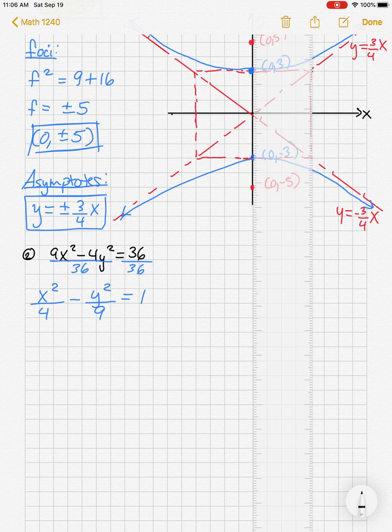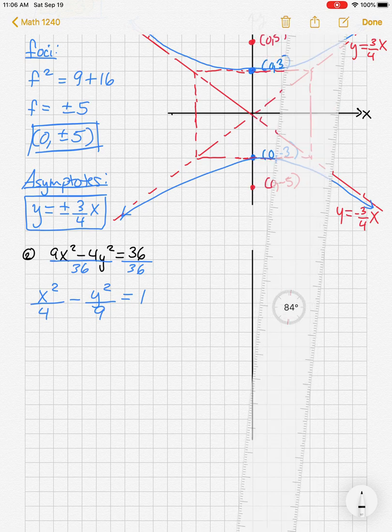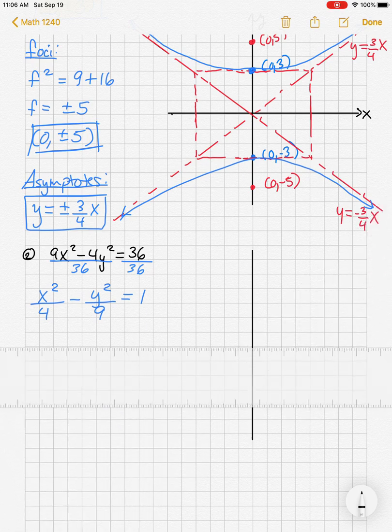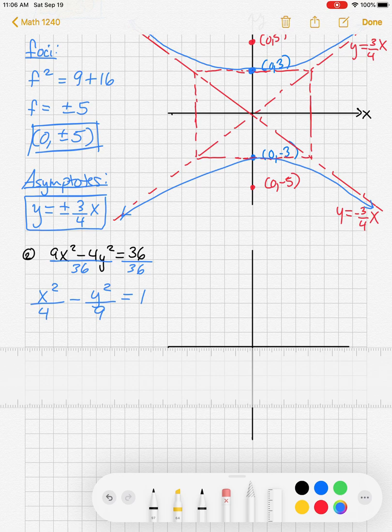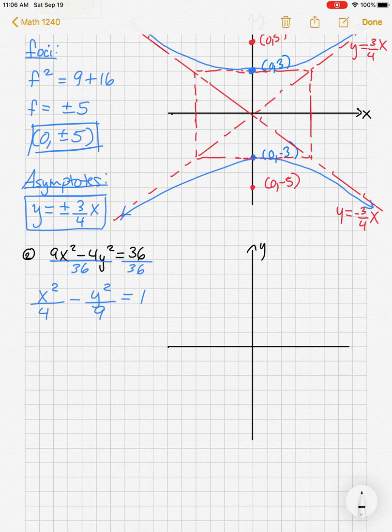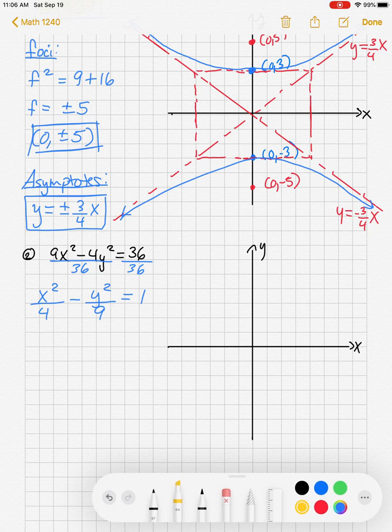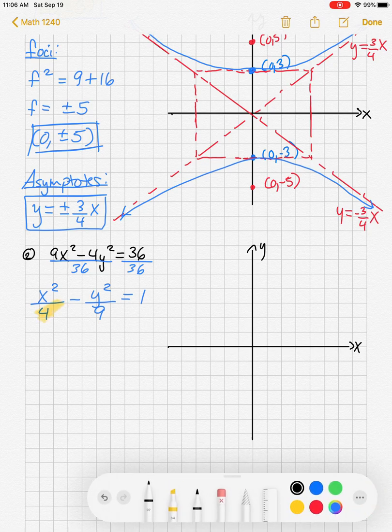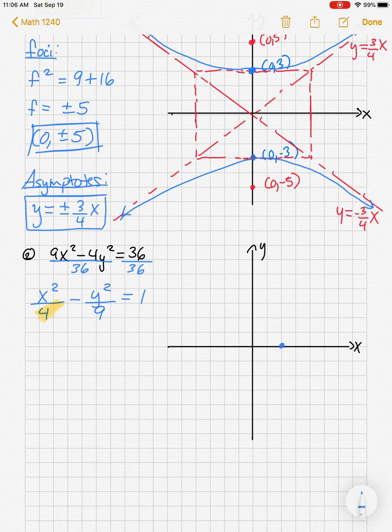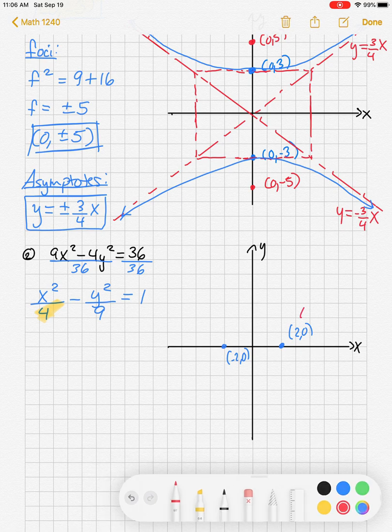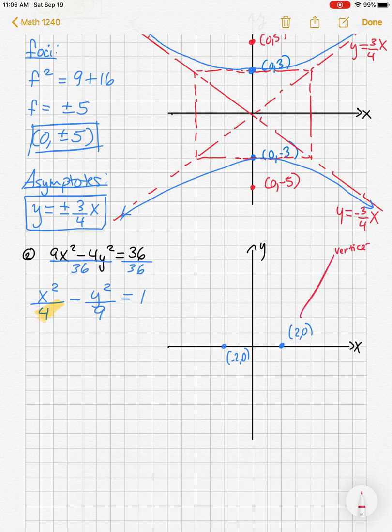The positive variable this time I can see is x. So this is going to be a horizontal hyperbola. In fact, I can read the x-intercepts off, plus minus 2. Okay, so those would be the vertices. I can tell you, based on the fact that the x is the positive coefficient, this is a horizontal hyperbola.